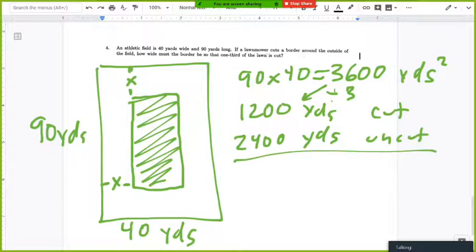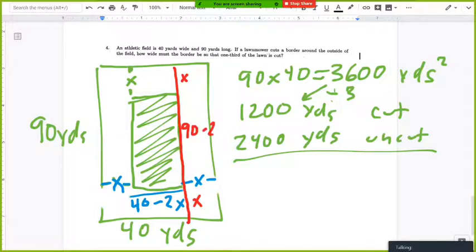Alright, so this part on the inside is not going to be cut, and that's going to be 2,400 yards. So I think the best way to go about this would be to write the equation for the uncut part. Meaning, if this whole thing is 40 yards wide, if we subtract x and x, we're left with 40 minus 2x as the width of that part of the field. And if we know that this whole side here is 90 yards, and then we cut off x and x, then this part here would be 90 minus 2x.